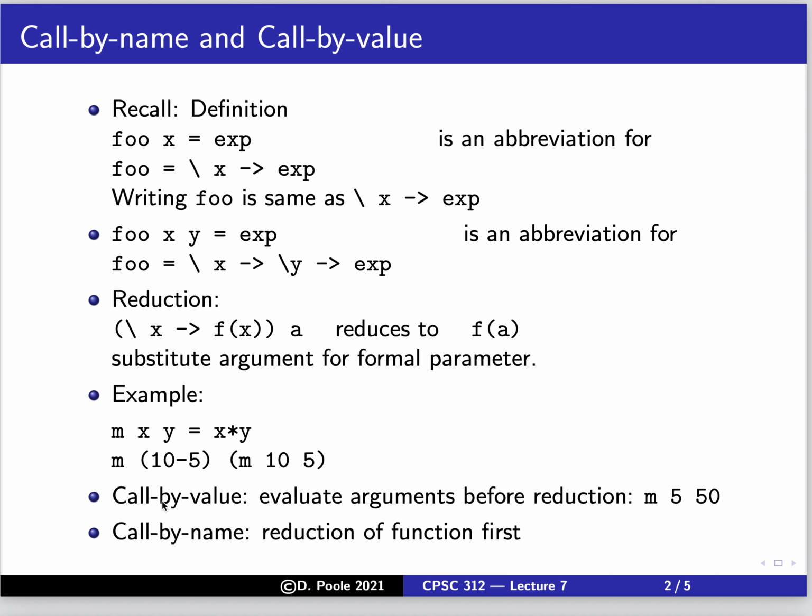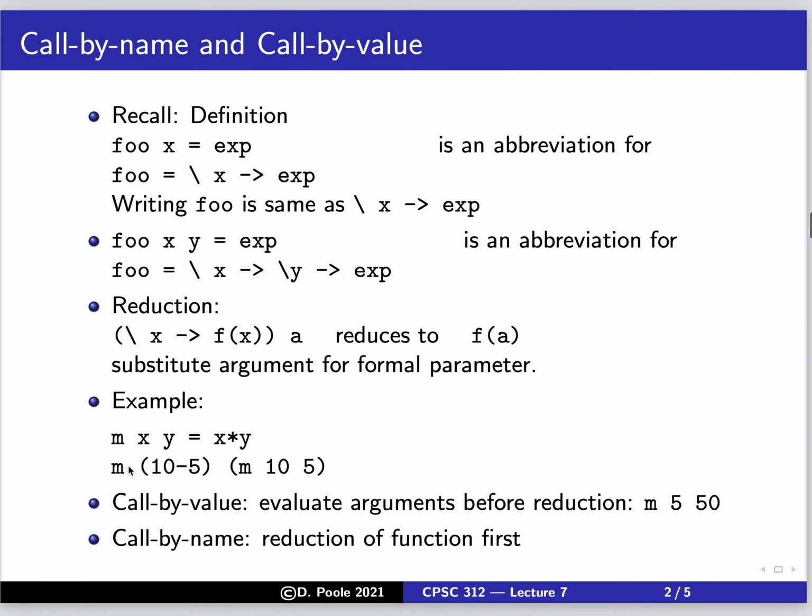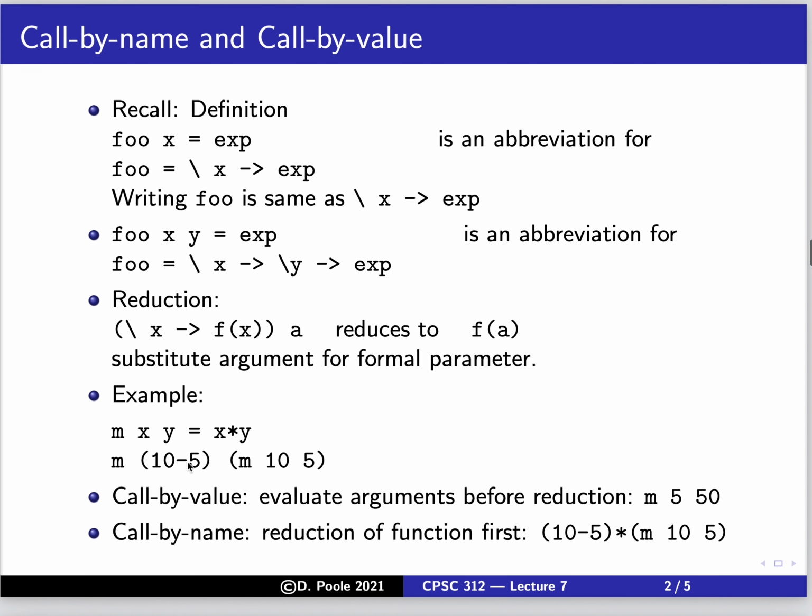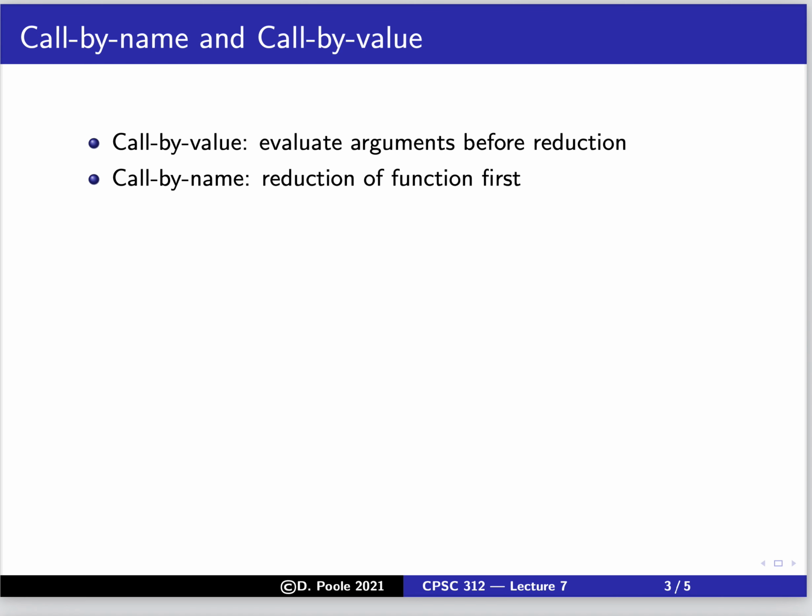The other one is called by name, which says we're going to replace m of x y by, before we evaluate the arguments, we're going to replace this for x, we're going to replace this for y. So in this case, we'd end up with 10 minus 5 times m of 10, 5, and this becomes eventually 50, this becomes 5, and we end up with 250 again. All right, so there are the two ways of evaluating things. So here's the review again. Call by value: evaluate the arguments before reduction, and call by name: we do reduction of the function first.